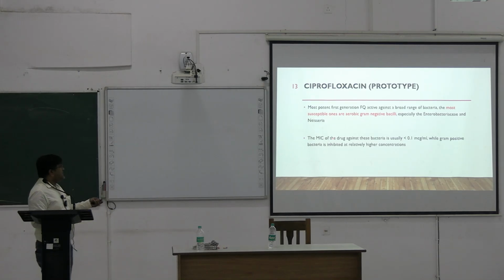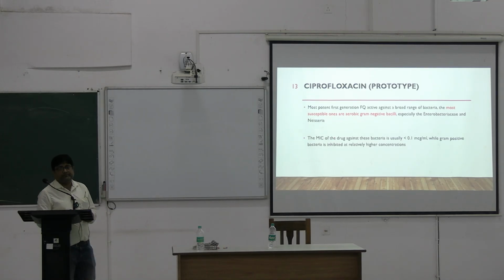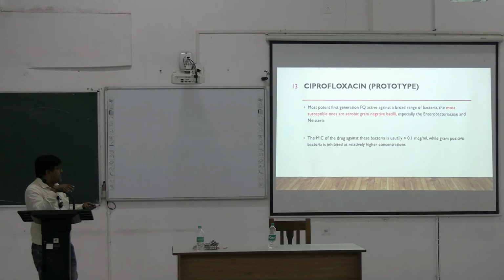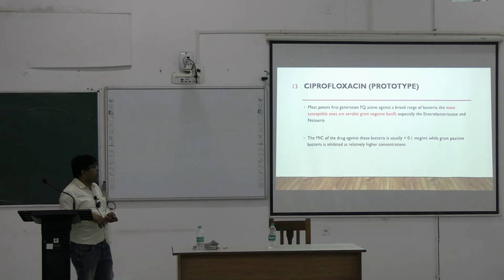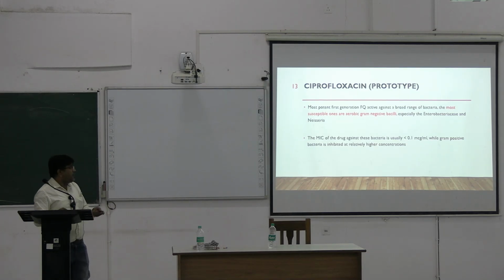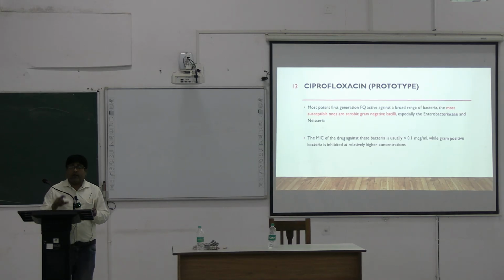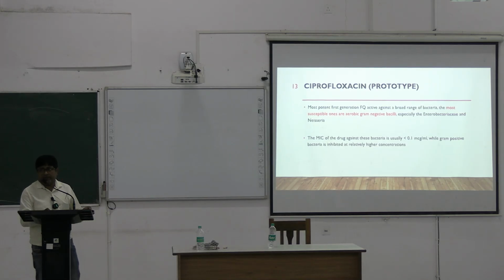Now, the MIC, what do you mean by MIC? Minimum inhibitory concentration, meaning the minimum concentration of drug required to inhibit the bacteria. The MIC of the drug against these bacteria is usually less than 0.1 microgram per ml, while gram-positive bacteria are inhibited at relatively higher concentration. So they are more active against gram-negative bacteria.